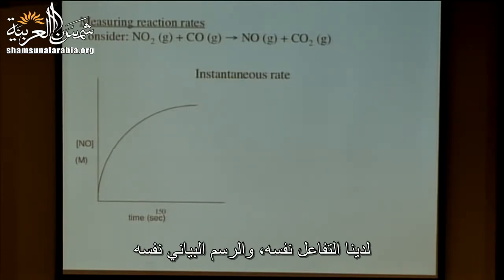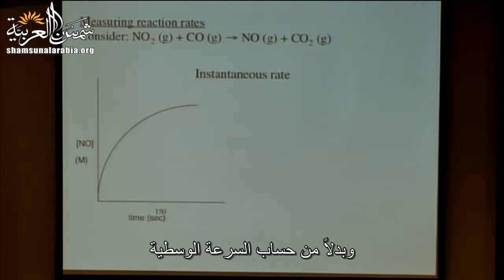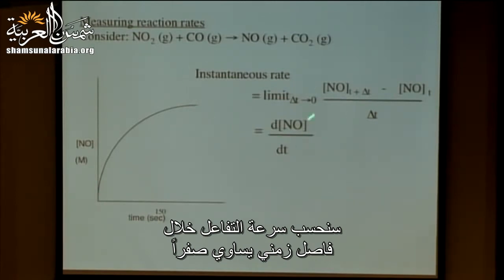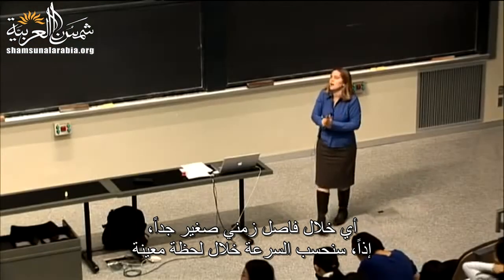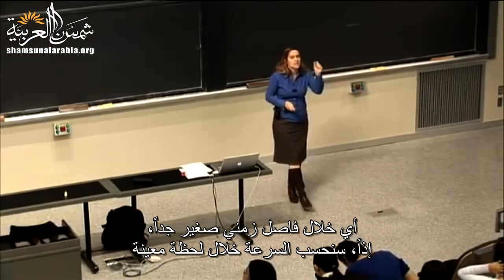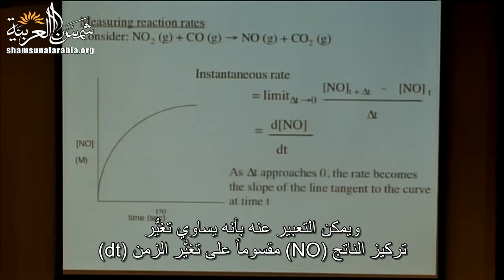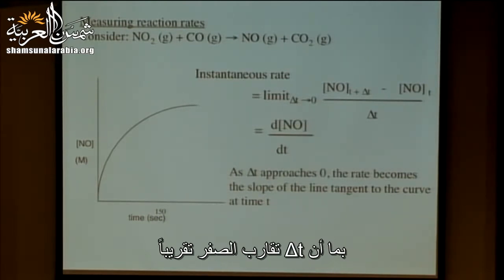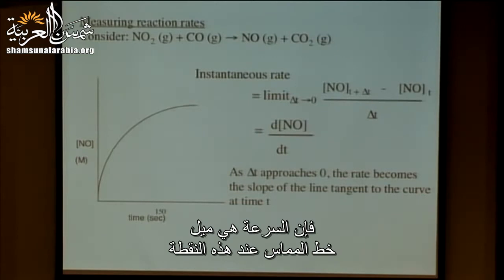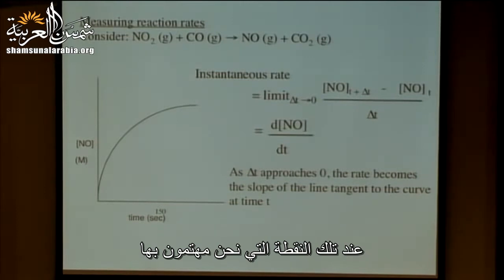So we have the same reaction, same plot. But now we're going to be considering, instead of the average rate, the rate at the limit when your time interval is going to zero. At a very, very small time interval, so the rate at a particular instant. And so this can be expressed as d times the concentration of a product, NO, over dt. So as delta t approaches zero, the rate becomes the slope of the line tangent to the particular time point that you're interested in.